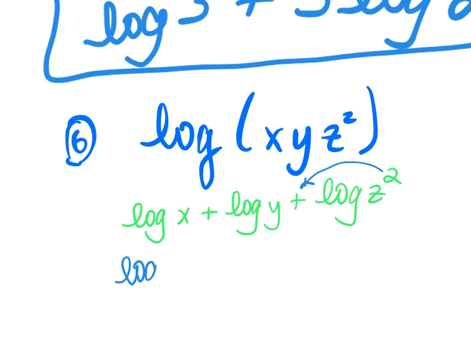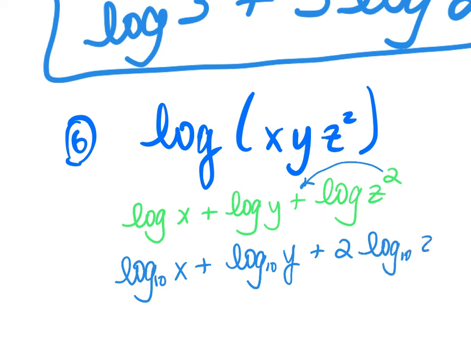So when I rewrite it, it's log base 10 of x. You don't have to write the 10. If you do, it's no big deal. Plus log base 10 of y. I'm just showing you both ways just in case you see it. Plus 2 log base 10 of z.